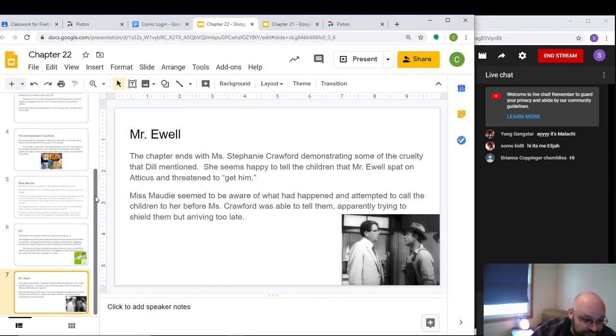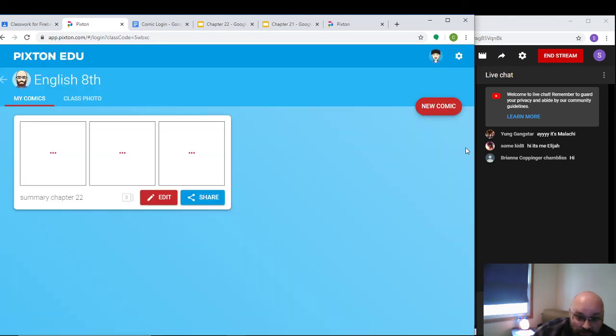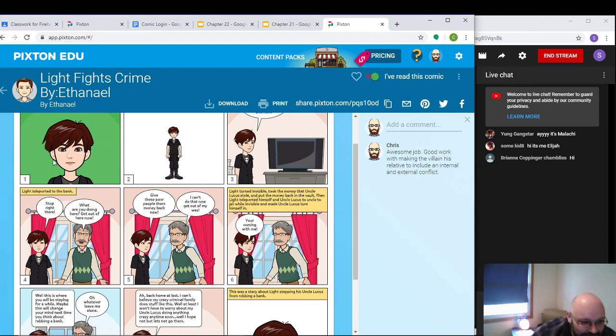If you end up doing chapter 22, of course, you're welcome to do that. Just make sure you at least have 6 panels. So if you guys have any questions, feel free to let me know. When you're actually on the comic that you're creating, there's a spot where, I think I'm logged in as a student right now, but if I'm logged in as a teacher, I can comment on what you've done so far. So I can put a little comment to the side saying, hey, good job or whatever. I think I did that on Ethaniel. So yeah, to the side, I just wrote that he had done a good job with the internal-external conflict.